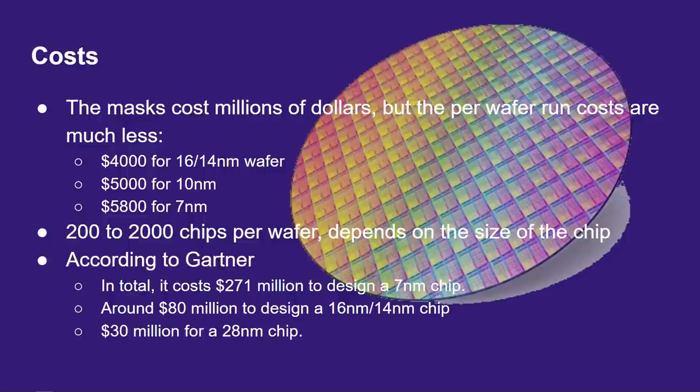However, when you consider the mask, when you consider the other things you have to pay, Gartner reckon that it costs $271 million to design a 7-nanometer chip compared to only $80 million to design a 16 or 14-nanometer chip and $30 million to design a 28-nanometer chip.